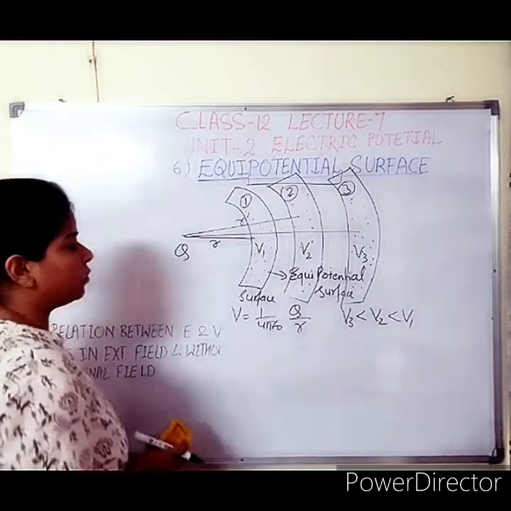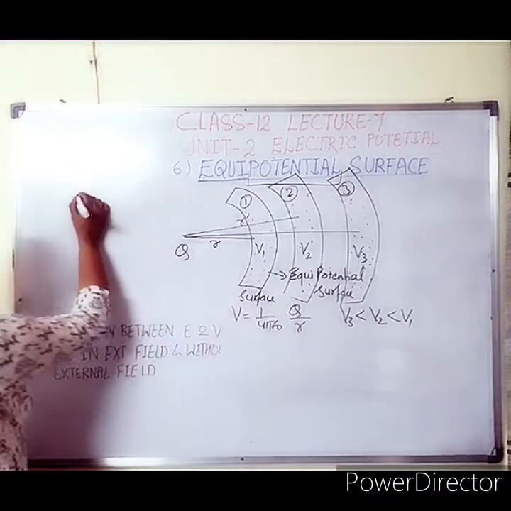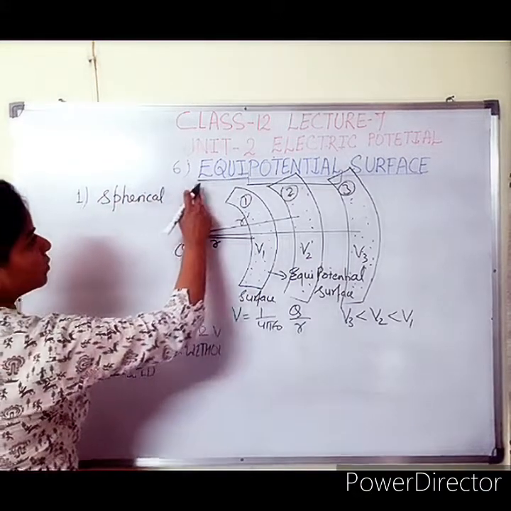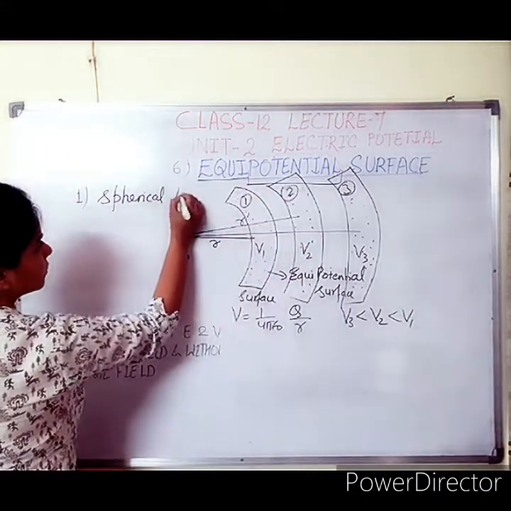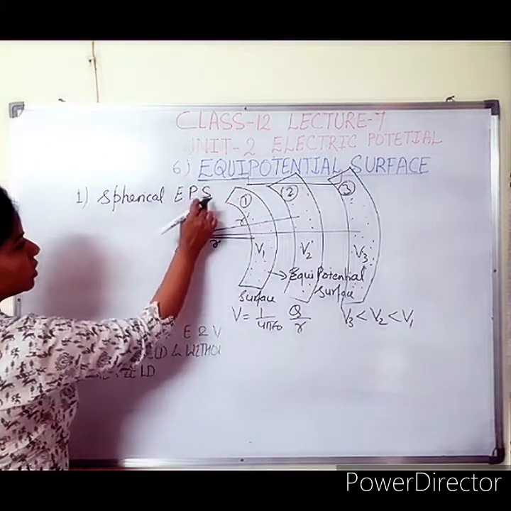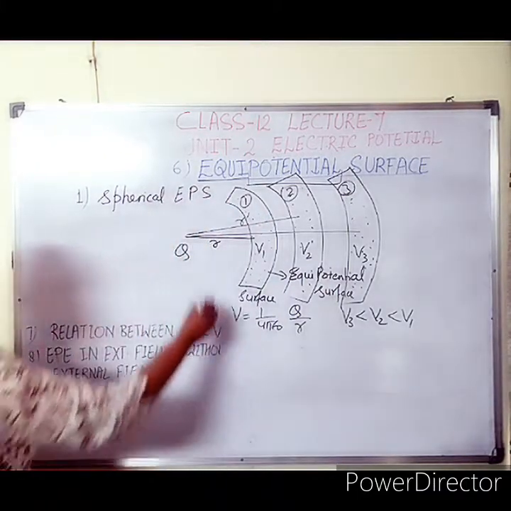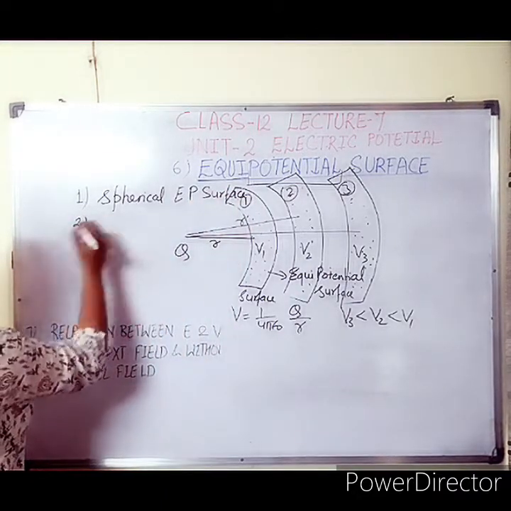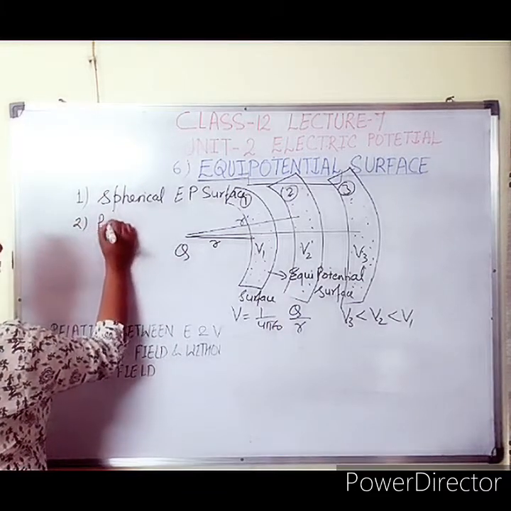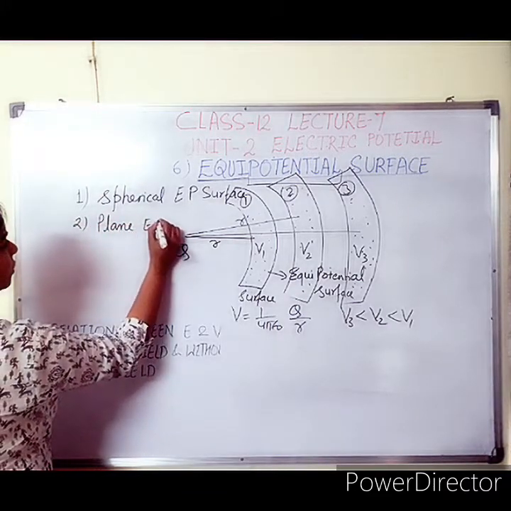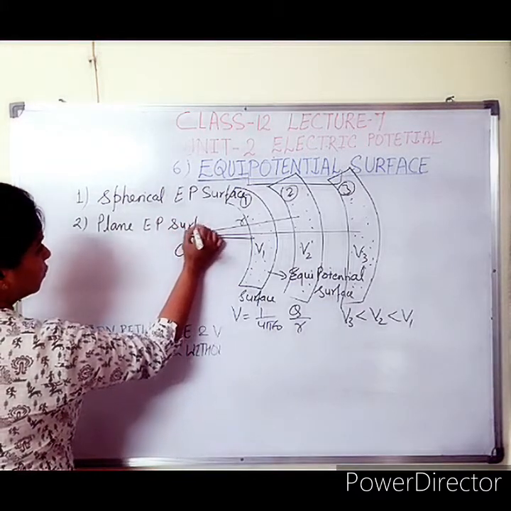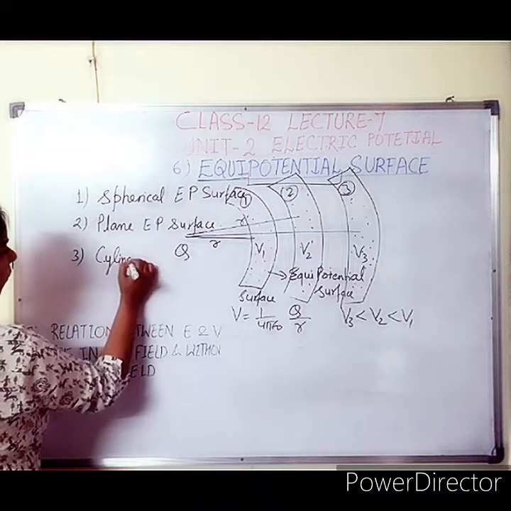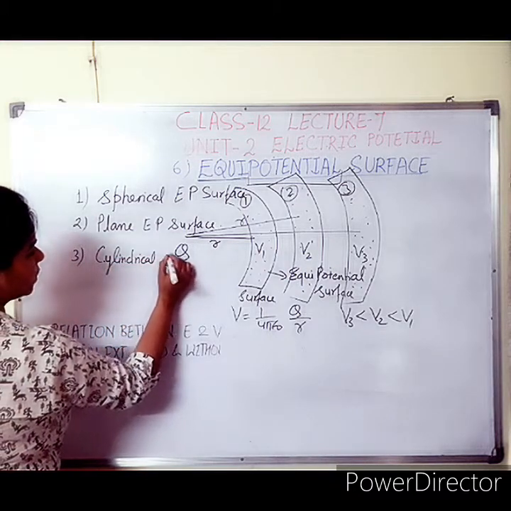So there are 3 kinds of equipotential surface. One may be spherical EP surface, or equipotential surface. Second is plane equipotential surface. Third one is cylindrical EP surface.